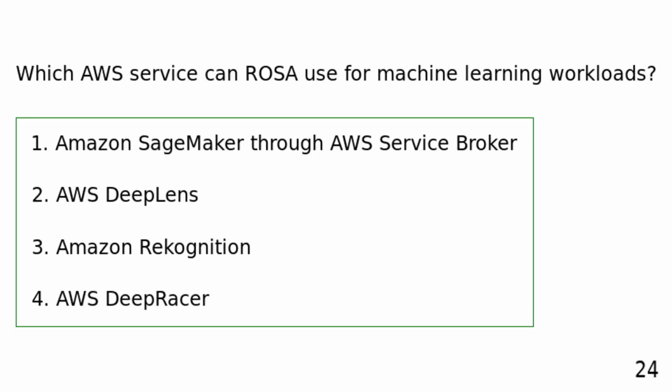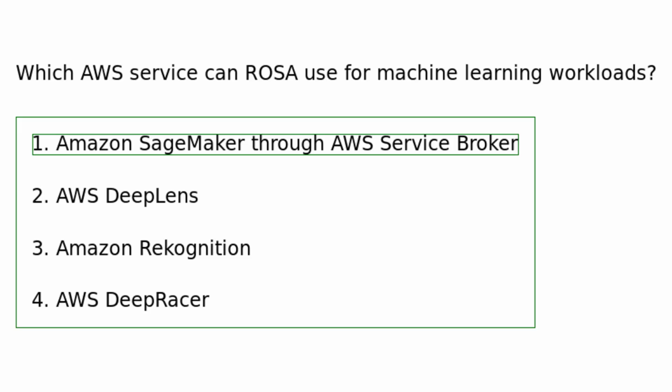Which AWS service can ROSA use for machine learning workloads? Amazon SageMaker through AWS Service Broker. AWS DeepLens. Amazon Rekognition. AWS DeepRacer. ROSA can use Amazon SageMaker through the AWS Service Broker to run machine learning workloads.